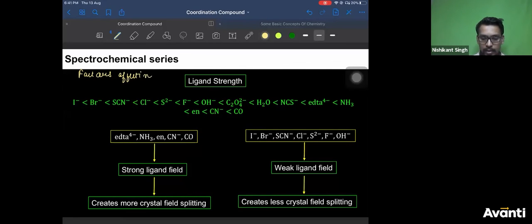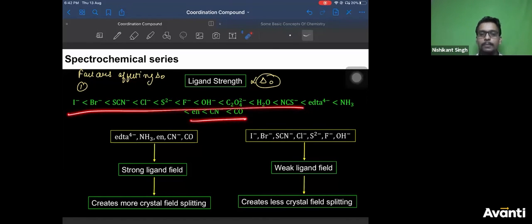Factors affecting delta O. The first factor is ligand strength. Ligand strength is directly proportional to delta O. The stronger the ligand, the more your delta O value will be. You already know this series, the spectrochemical series.